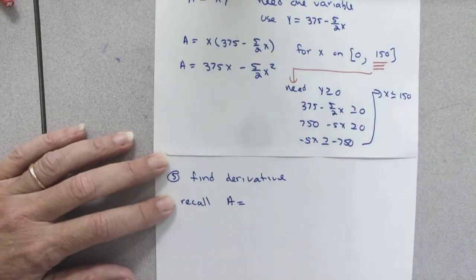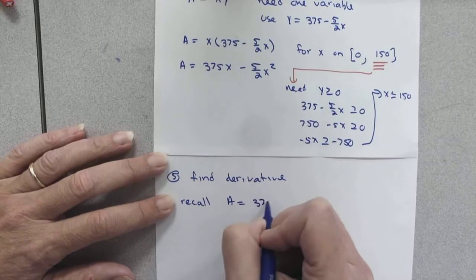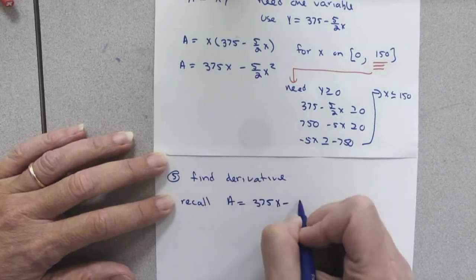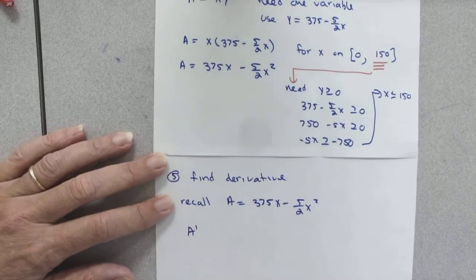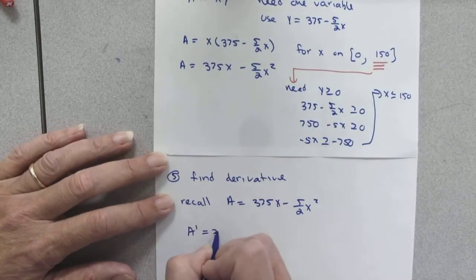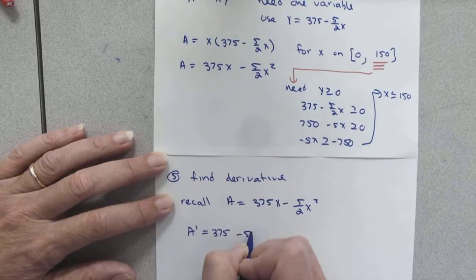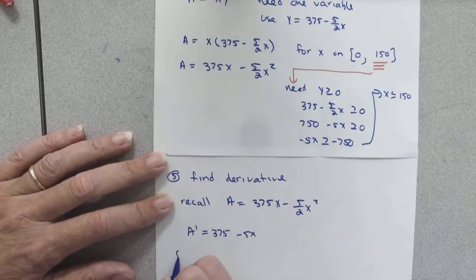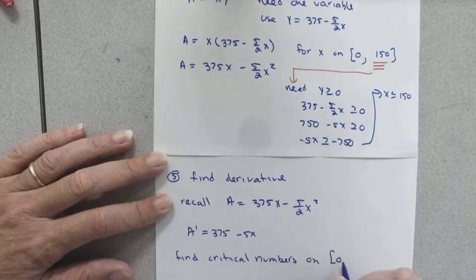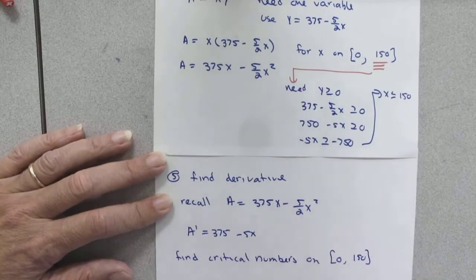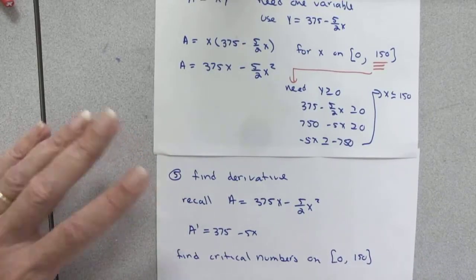Recall area equaled 375x minus 5 halves x squared. So A prime is going to be 375 minus 5x. Find the critical numbers on the interval in question, so in this case 0 to 150.